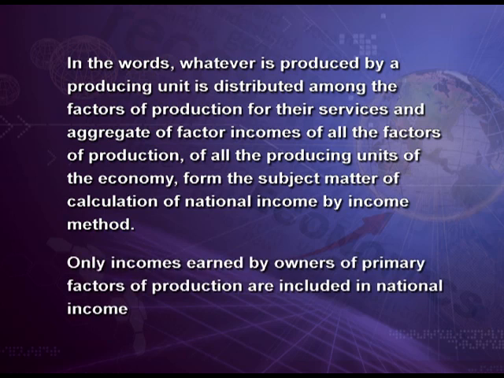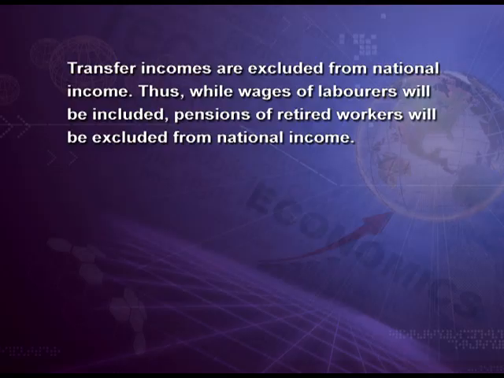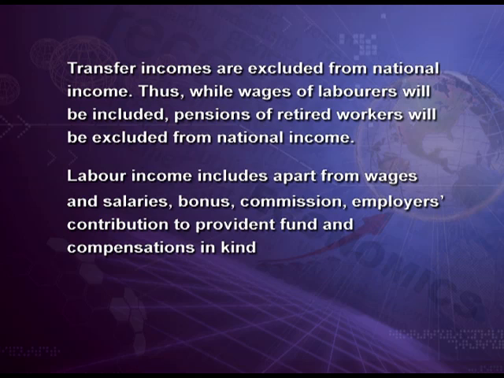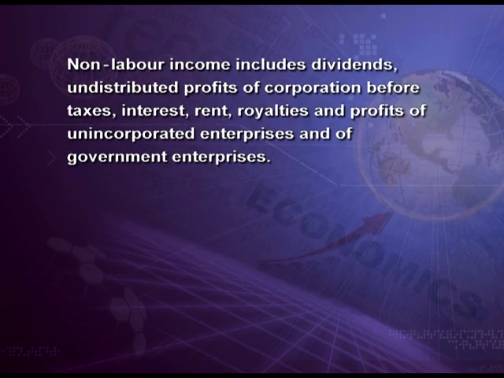Only incomes earned by owners of primary factors of production are included in national income. Remember, transfer incomes are excluded from national income. Thus, while wages of laborers will be included, pensions of retired workers will be excluded from national income. Labor income includes, apart from wages and salaries, bonus, commission, employer's contribution to provident fund and compensation in kind. Non-labor income includes dividends, undistributed profits of corporations before taxes, interest, rent, royalties, and profits of unincorporated enterprises and government enterprises.